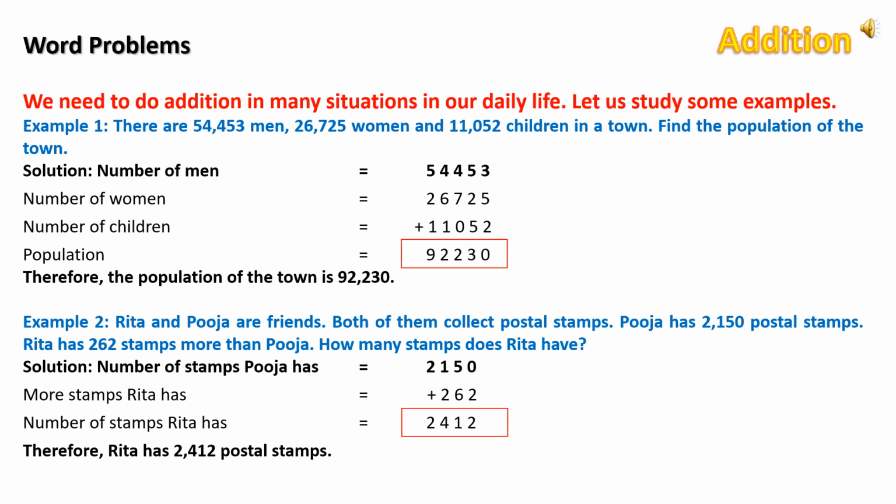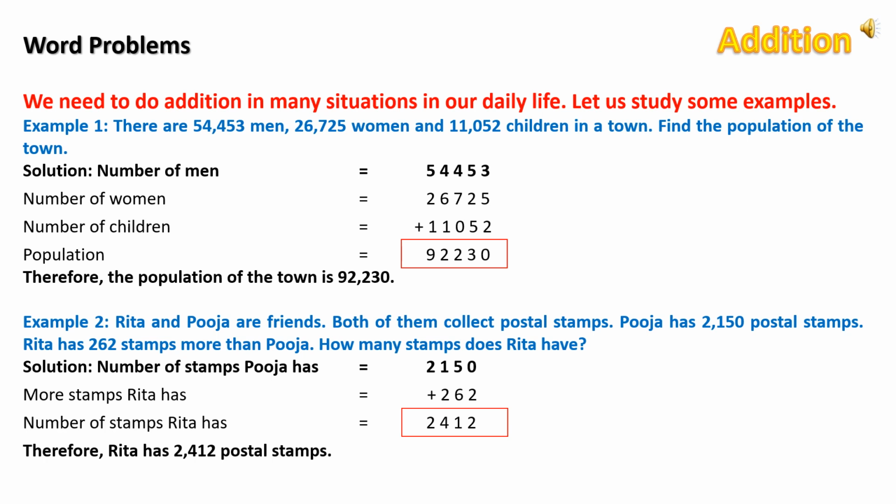The first question, example is given here. I am going to explain all these examples. First one is, there are 54,463 men and 26,725 women and 11,052 children in a town. Find the population of the town. Means you have to find out the total number of men, women and children in the town.